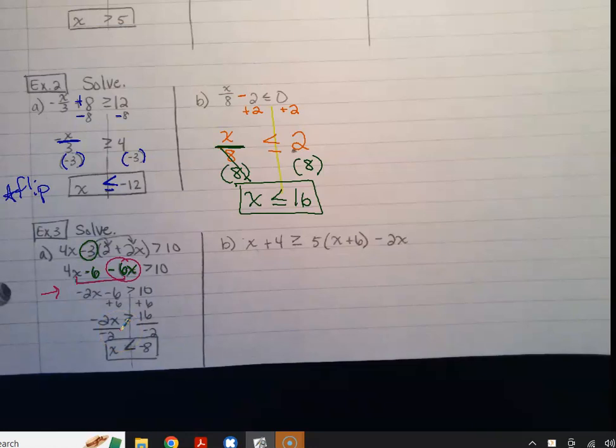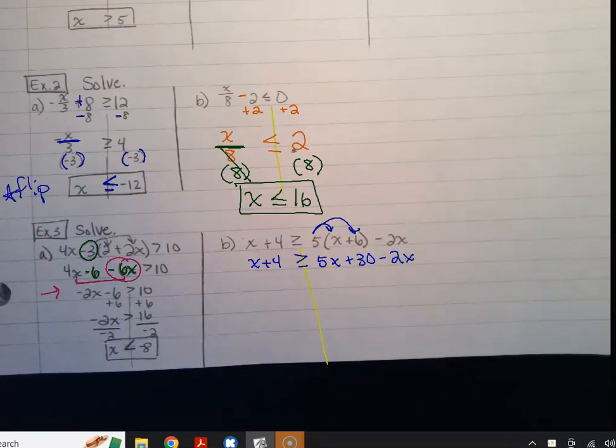All right, then let's give B a try. It's just like solving equations. You just have to be mindful of multiplying and dividing by a negative. Put down x plus 4. Okay, put down x plus 4 and then greater than or equal to 5x plus 30 minus 2x.